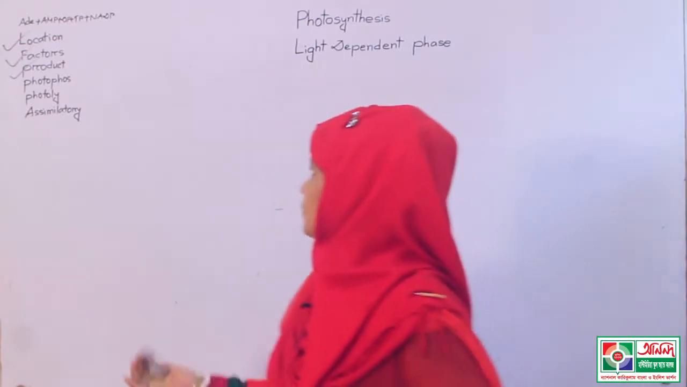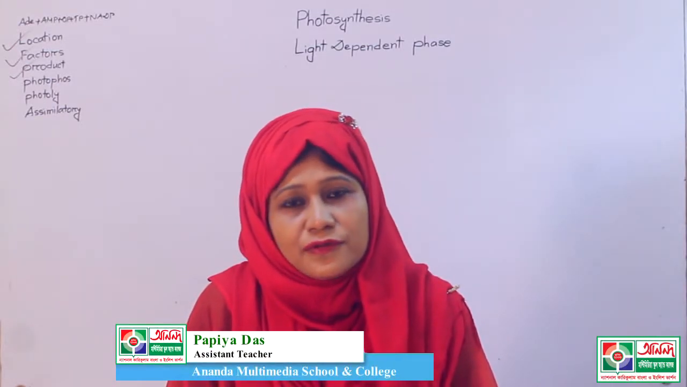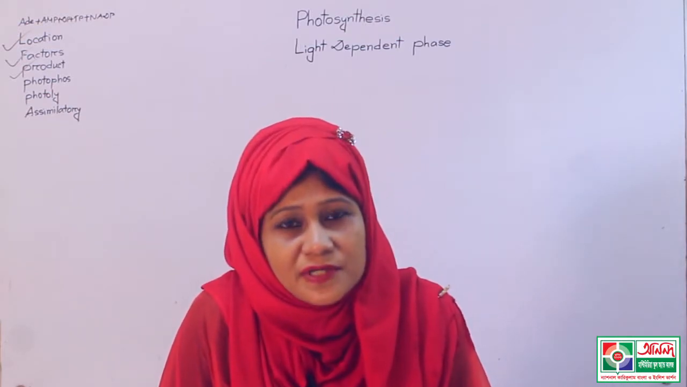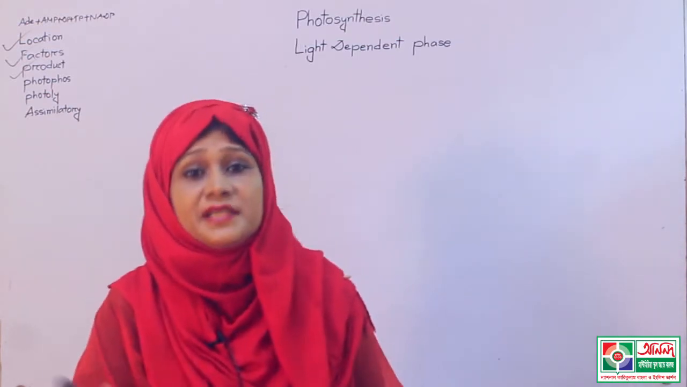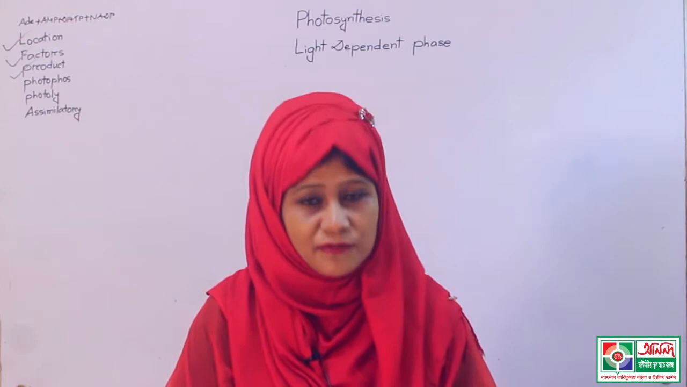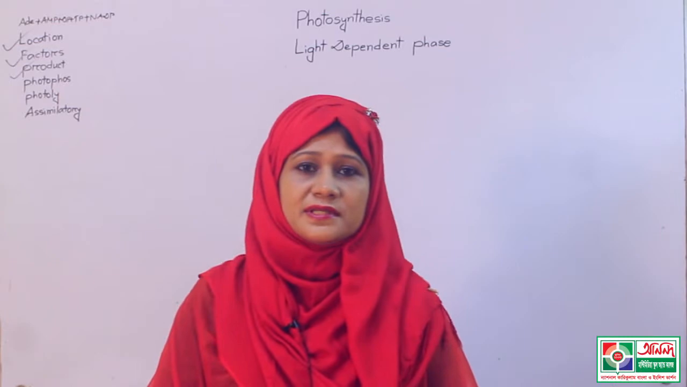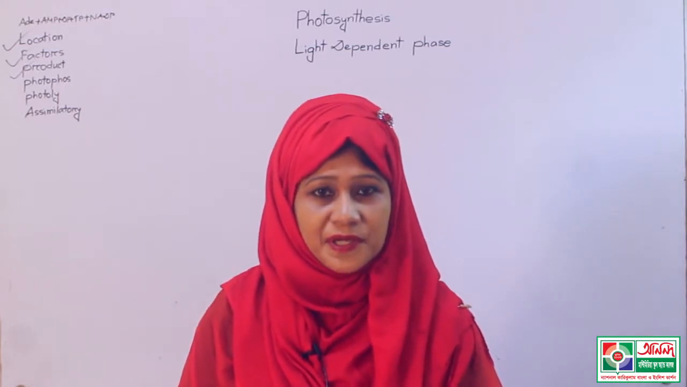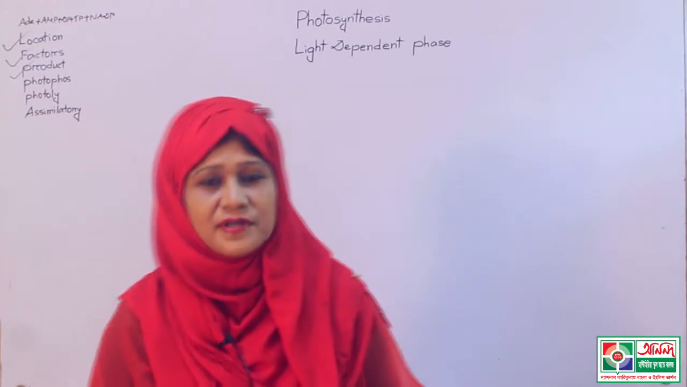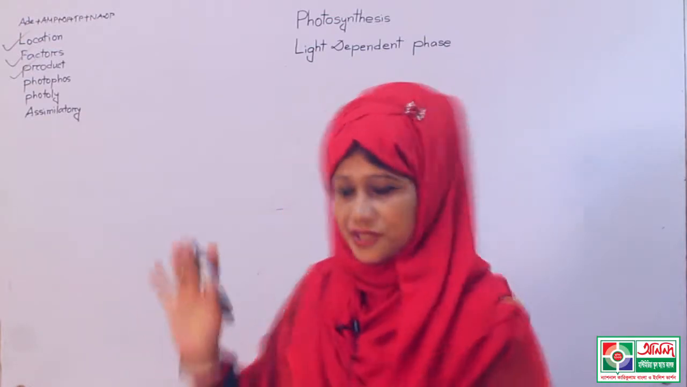Okay, now we will learn photophosphorylation. During the light phase of photosynthesis, ADP, that means adenosine diphosphate, is converted to ATP, adenosine triphosphate, by the addition of inorganic phosphate in presence of sunlight and chlorophyll. And this process, that means the formation of ATP from the ADP, is known as photophosphorylation. First of all, I will write the term photophosphorylation.